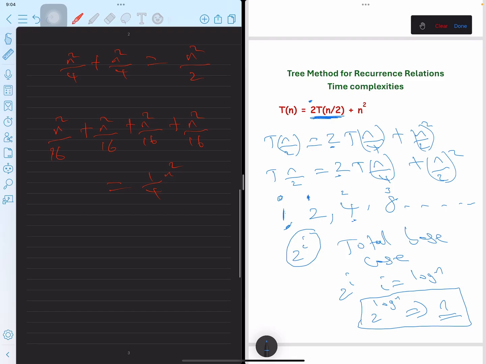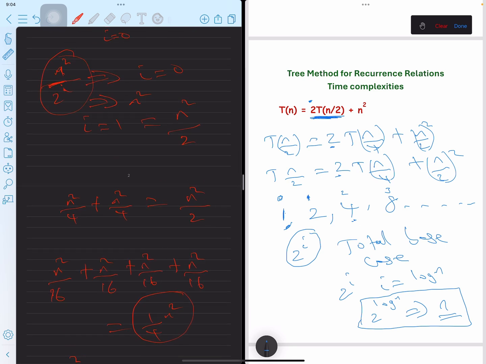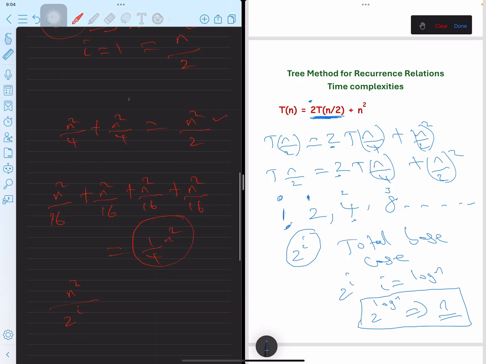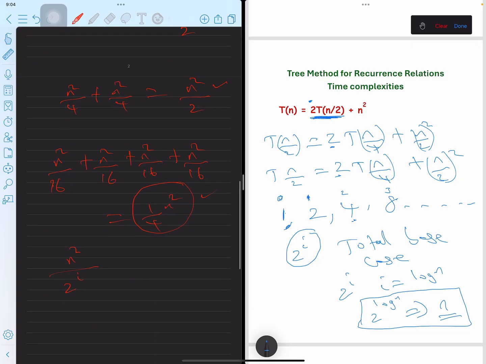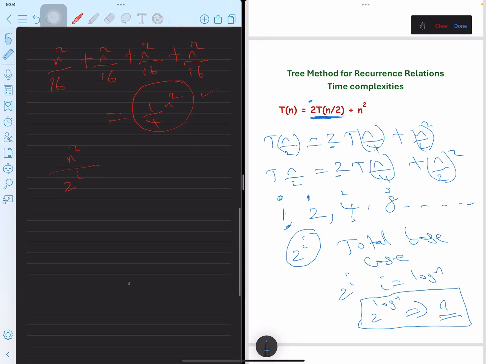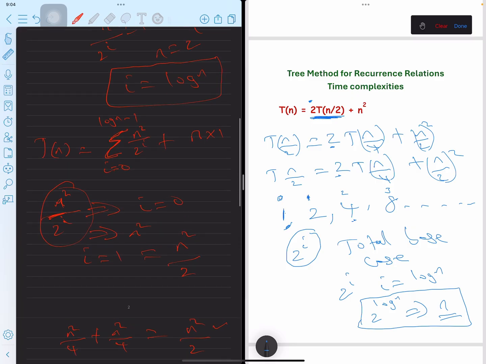Now, this will continue. That's why I said n squared divided by 2 to the power of i will always give you the total work done at each level. Because when i happens to be 1, I'm going to get this. See that? Now, when i will be 2, that's when I will get this. You see that? Cool. So that's the idea. That's why I'm using this. This guy here will now be the key to solve the problem.